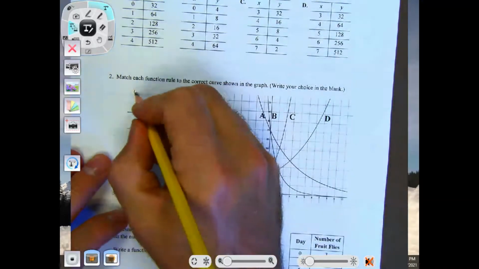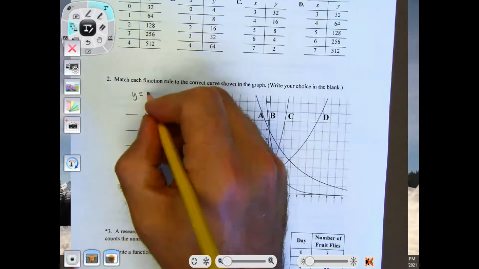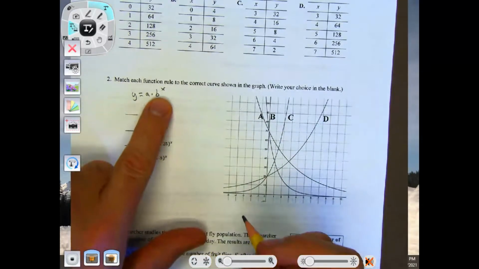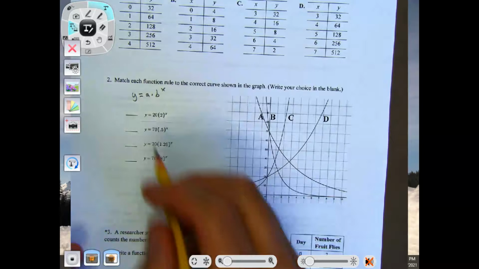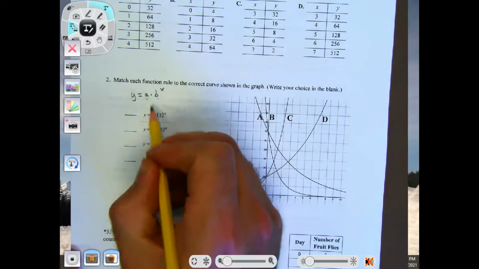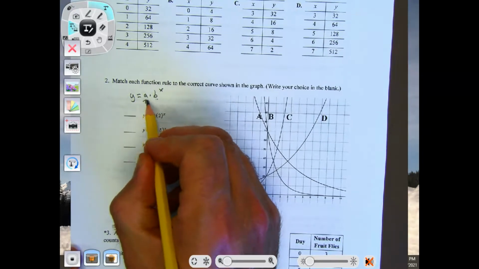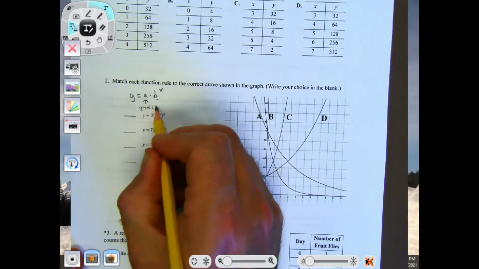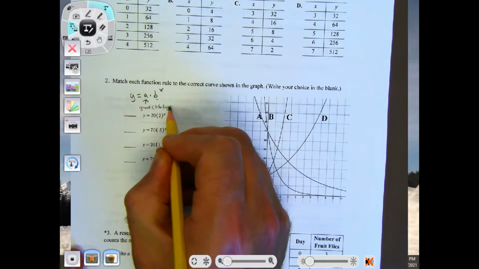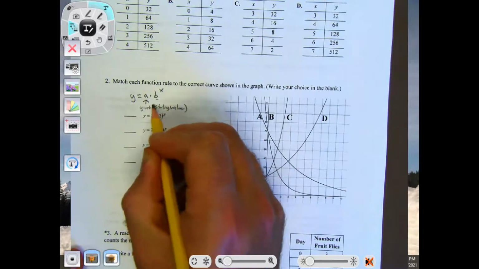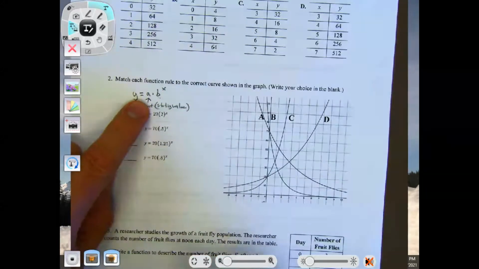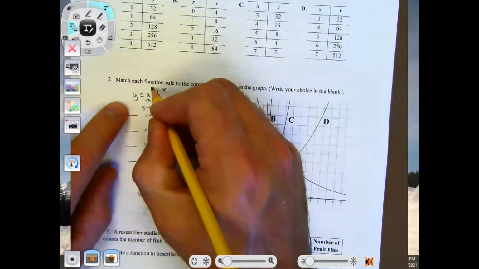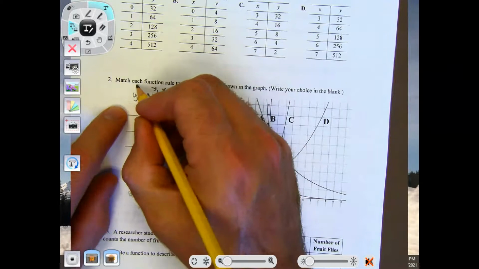Now if I look at the basic equation for an exponential function, exponential because the variable is up here in the exponent, each one of these letters means something different, right? This letter A is our y-intercept, also known as our starting value. So this is where our graph starts usually, or where it crosses the y-axis. This number, B, is how much it's changing by.